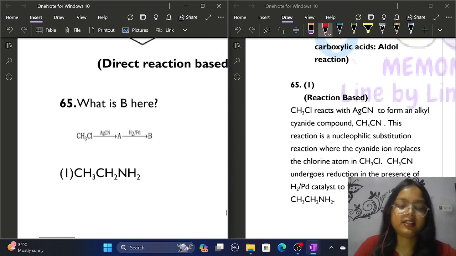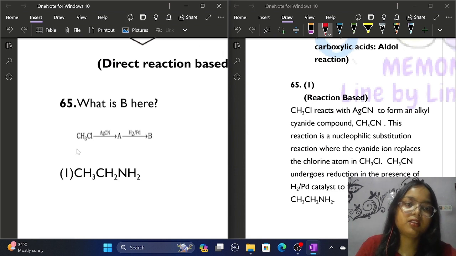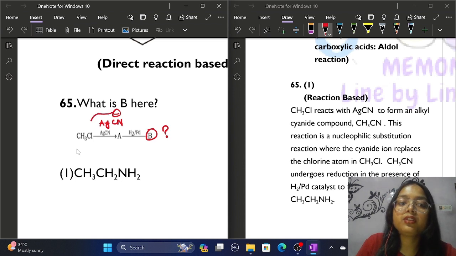What is option B here? Chloromethane on reaction with AgCN gives a compound A, and on reduction it will give B. So we have to find B. We know that the CN has a negative charge, so it will attack here and the chlorine is removed. The CN minus gets attached to the CH3, giving CH3CN. This compound is option A, which on reduction.